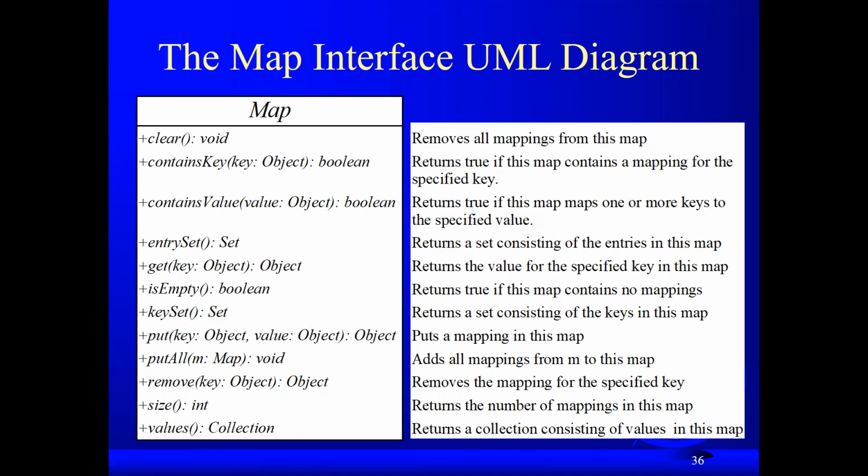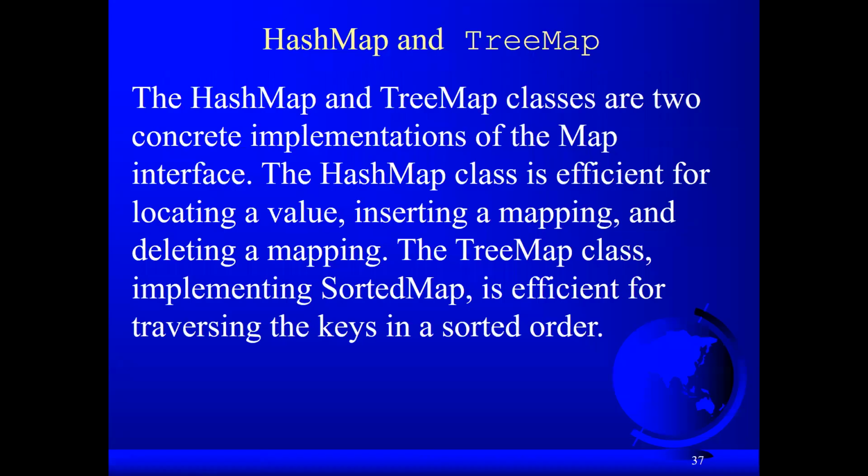Okay. So these are all the functions defined in the map interface. Let's see, the first thing is hash map. The HashMap and TreeMap classes are two concrete implementations of the Map interface. The HashMap class is efficient for locating a value, inserting a mapping, and deleting a mapping. The TreeMap class implements SortedMap and is efficient for traversing the keys in sorted order.